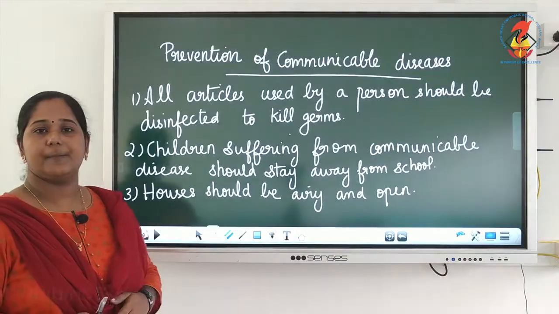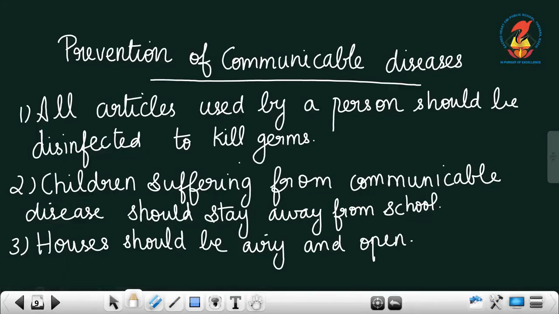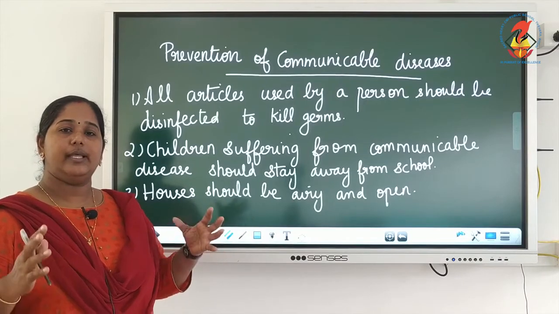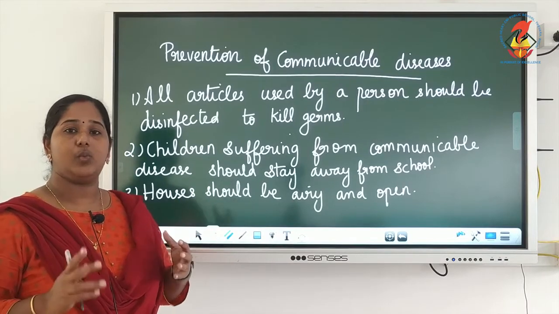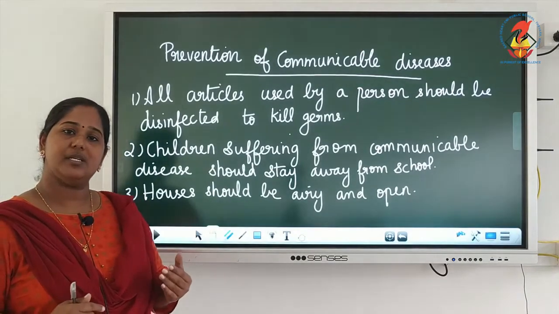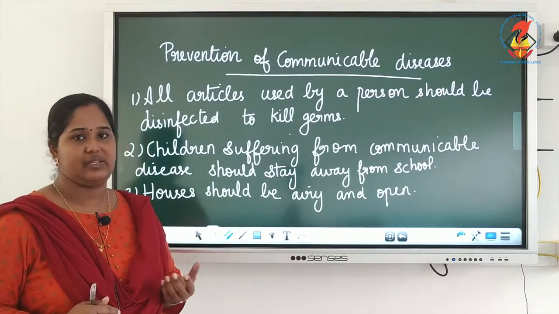The second method is that children who are suffering from communicable diseases should be kept away from school. They should not be sent to school, because we know that in a classroom there are so many children, not just one or two, and the spreading of communicable diseases occurs at a faster rate.